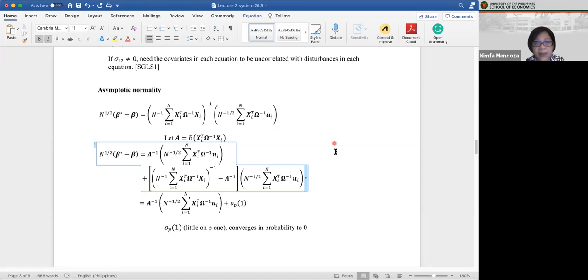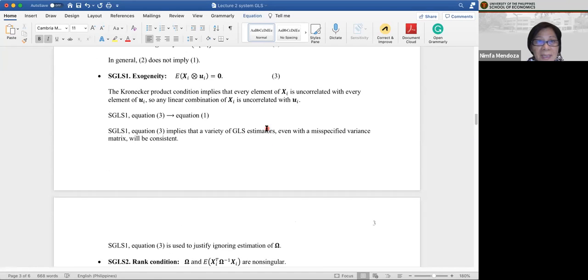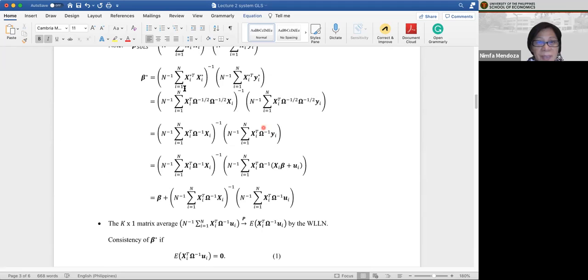Okay, that's correct, since we already have it in terms of u sub i here. I got confused because we already have the beta here. So you get it from here: beta star minus beta. You have beta star minus beta times the square root of n. So we were left with this expression.